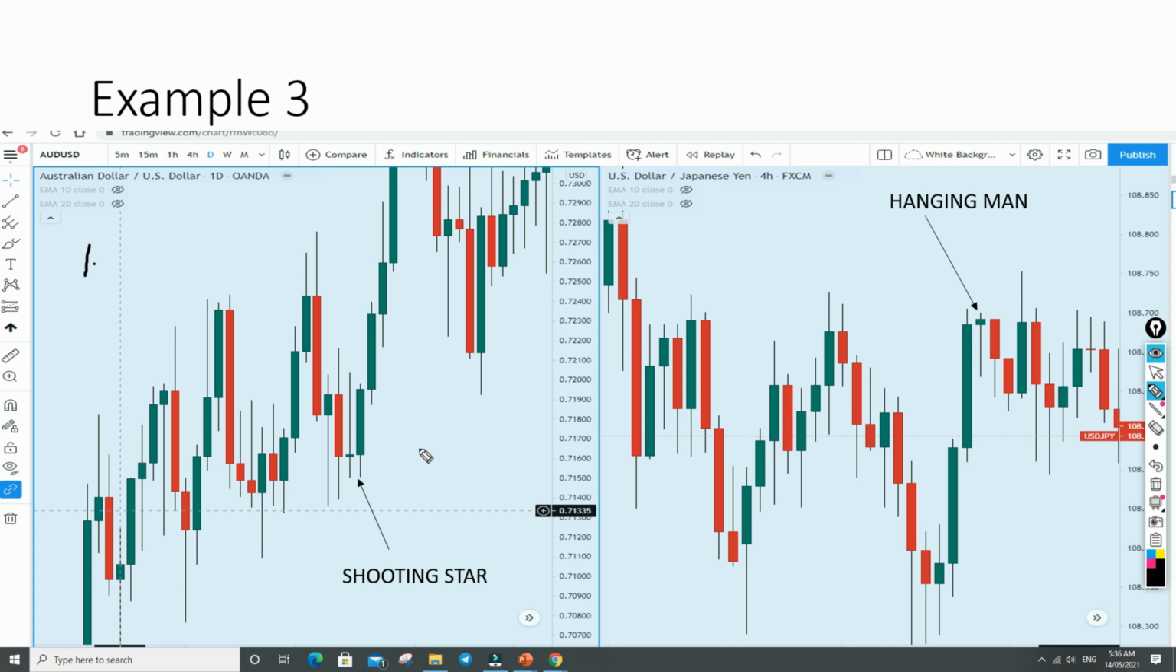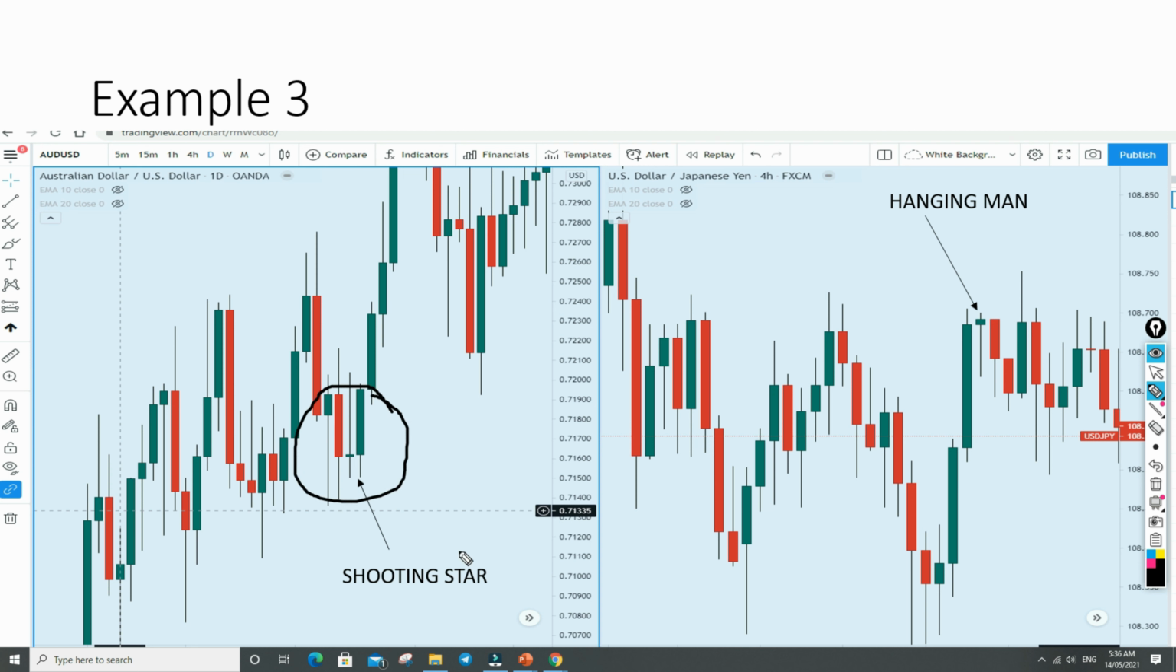Rule number two is to find the area of value. So this is a trend line. Okay, so in one sense it is an area of value. Also this is a level here. So this is the area of value for this candle. We learned the market structure and we found the area of value for this candle. Now we can trade this price action pattern.